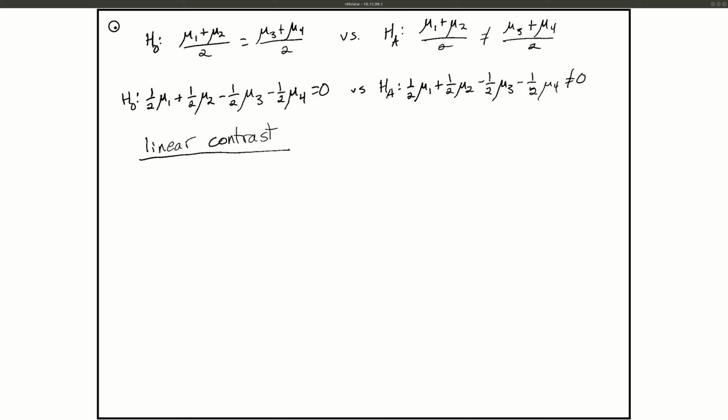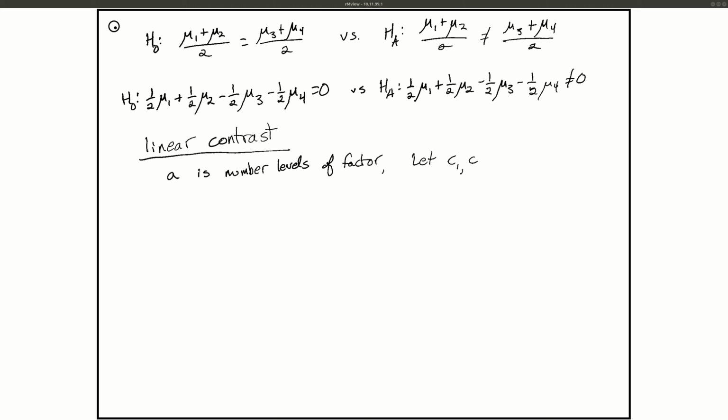So a linear contrast we define like this. Suppose that we have a factor with A levels. So A is the number of levels. In this case, we have 5 recipes, so we have 5 levels here. And there are means corresponding to each of these levels.